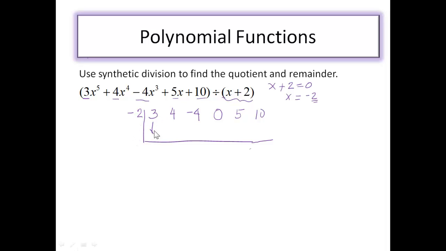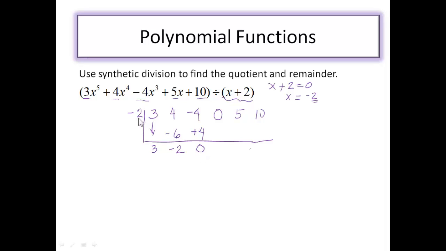First step, bring down that first term. 3, multiply 3 times -2, that gives you -6. Then you add these two. 4 plus -6 is -2. Multiply -2 times -2, that's -4. I mean +4. And then -4 plus 4, that gives you a 0.